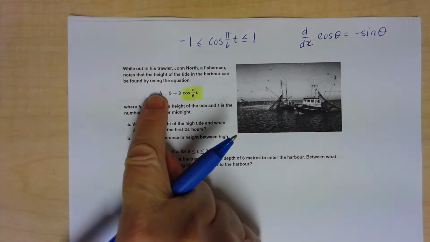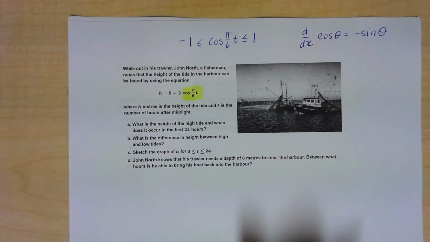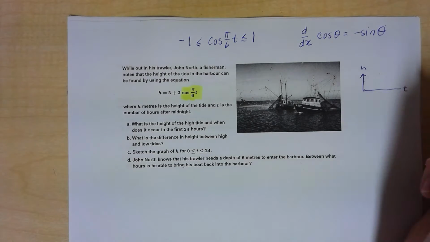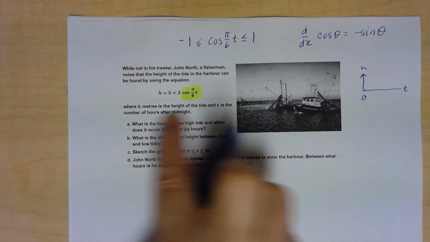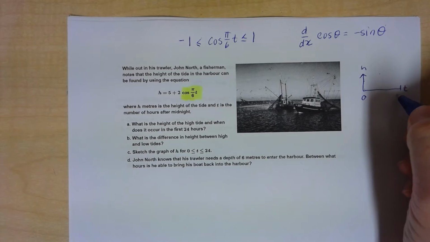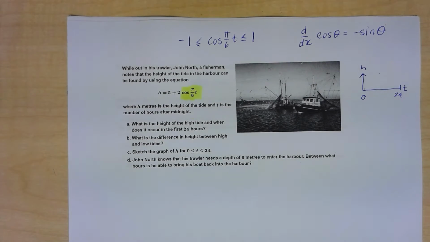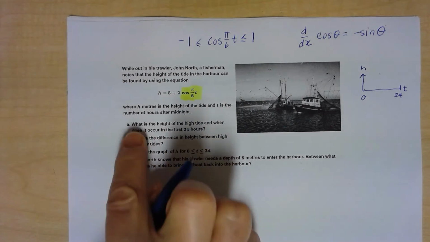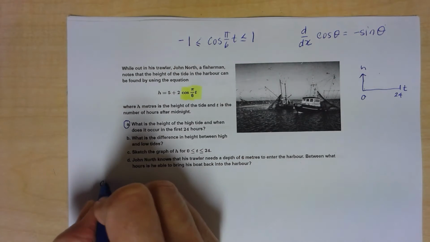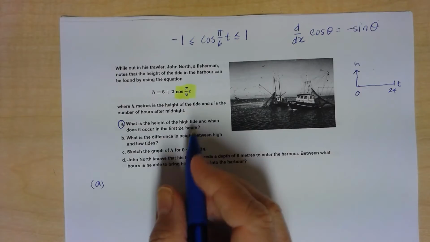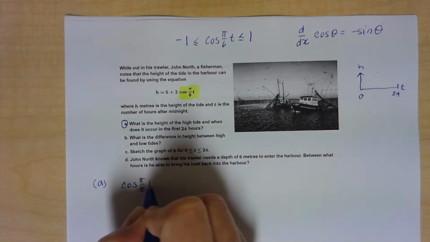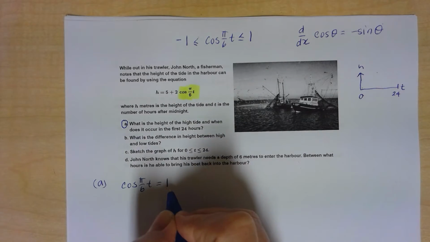And in this problem, we know this is the height and that's the time. If we're thinking about graphing eventually, we'll have a height axis and a time axis, and the time axis is going to go from 0 to 24. And let's talk about the height now. Since this can only be between -1 and 1, I know that the highest tide is when cos pi on 6t equals 1. That's as high as this ever gets.